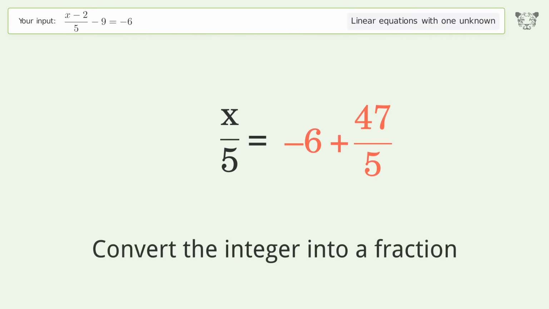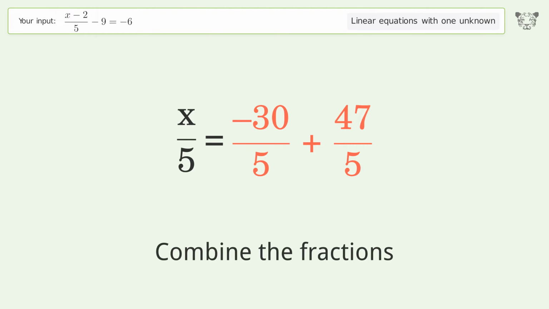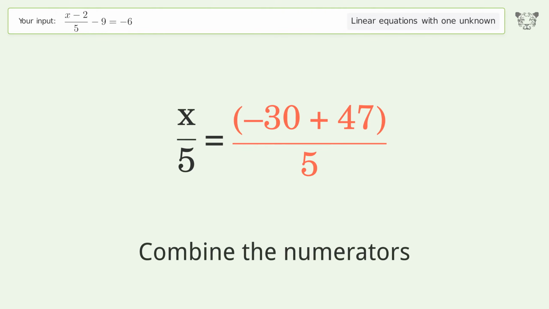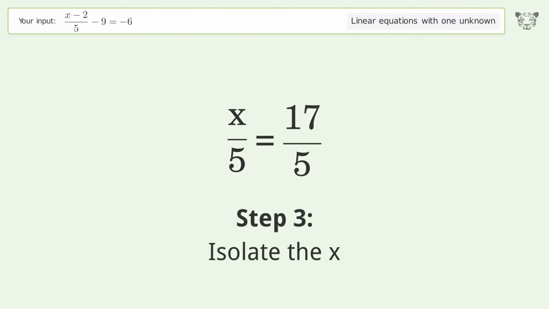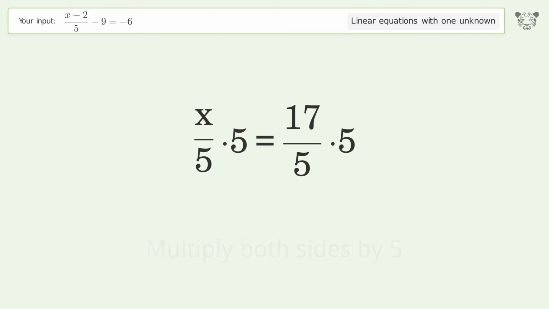Convert the integer into a fraction. Combine the fractions. Combine the numerators. Isolate the x. Multiply both sides by 5. Group like terms.